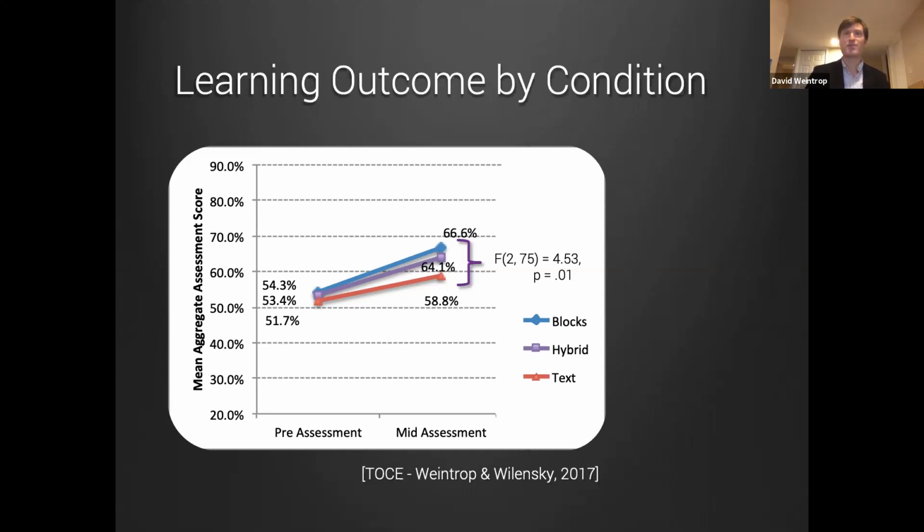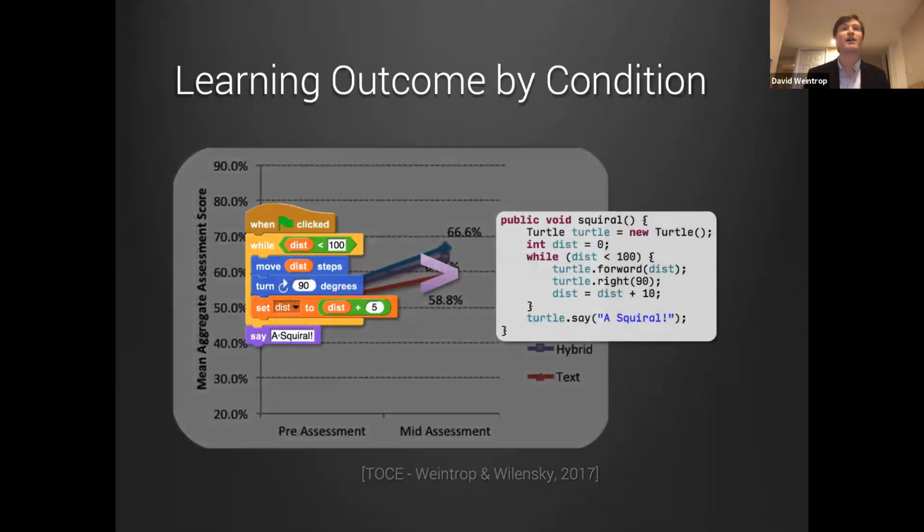And so to sum this up in one pithy graphic, after 5 weeks, students in the block-based condition scored higher on a content assessment than students in the text-based condition. There's a lot to unpack here, but at the highest level, this is what we learned: students after 5 weeks did better after learning in blocks than in learning in text.